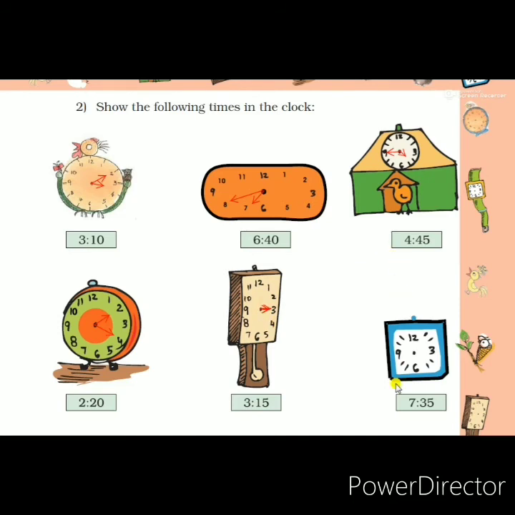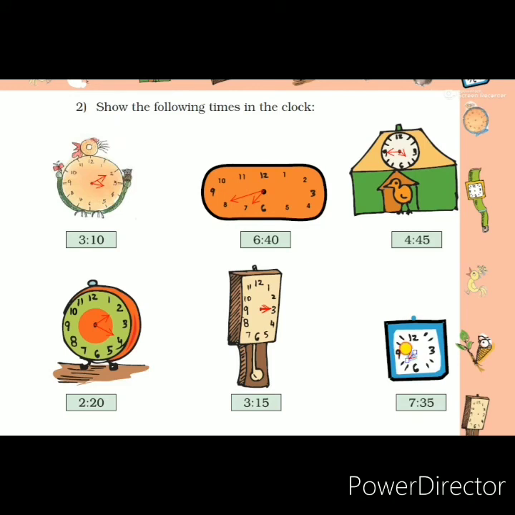Now the last clock given here is 7:35. We have to show the time 7:35. Here the hour is 7 and the minutes are 35. So the hour hand should be at 7, but not exactly at 7. It should be moved away from 7, close to 8, because only 25 minutes are left for 8 o'clock. So it is more than half, and the hour hand should be between 7 and 8.